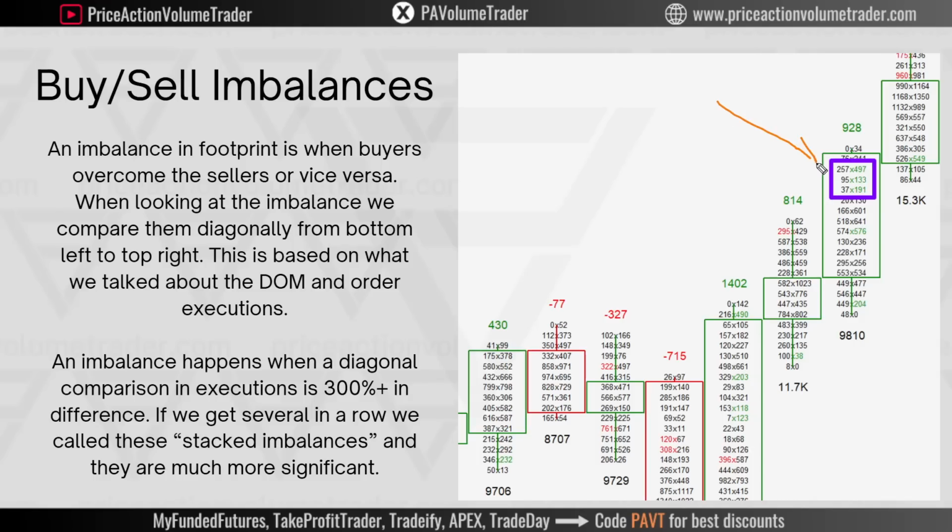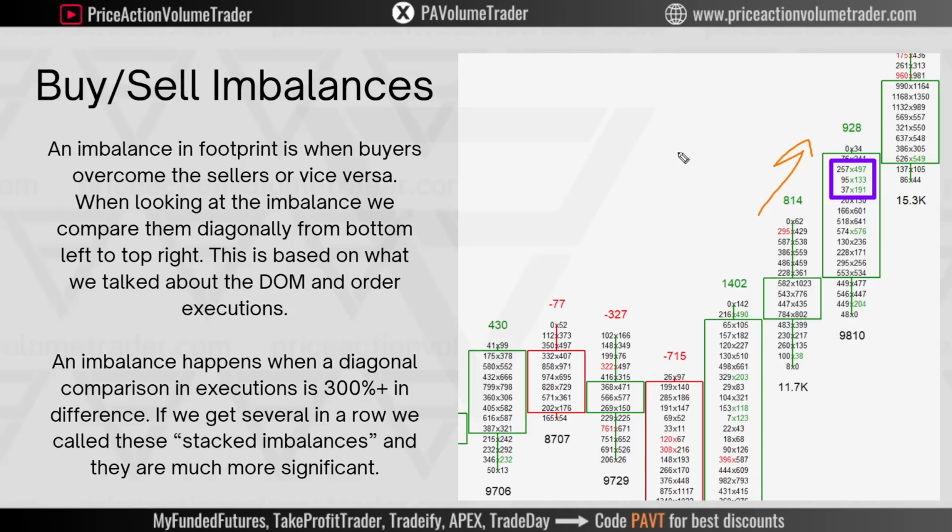So right here on this purple highlight, you can see we had the market going sideways, and then we had this breakout to the upside, and then you can see here we have 3 stacked imbalances bullish. So that means if we compare these 3 numbers diagonally, we had a lot more than 300% difference on all of this between buyers overwhelming sellers. So that shows a lot of aggression and intent of keeping to push market higher.